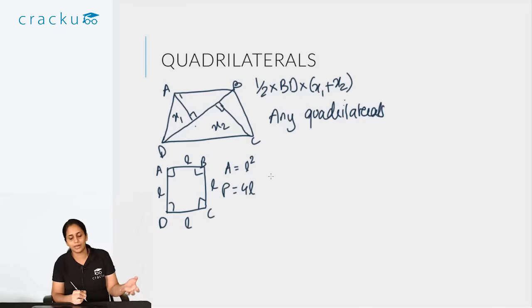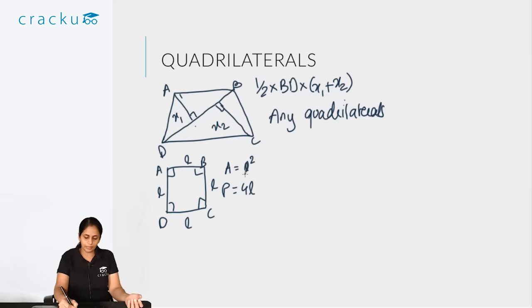In the case of all quadrilaterals, perimeter is basically the sum of all sides. So once you define the sides, you'll be able to define what the perimeter is. So I won't be going much into the perimeter because it is essentially the sum of all sides. As long as you remember that, that's enough. The area of this is L square, that is, the product of the sides of the square.